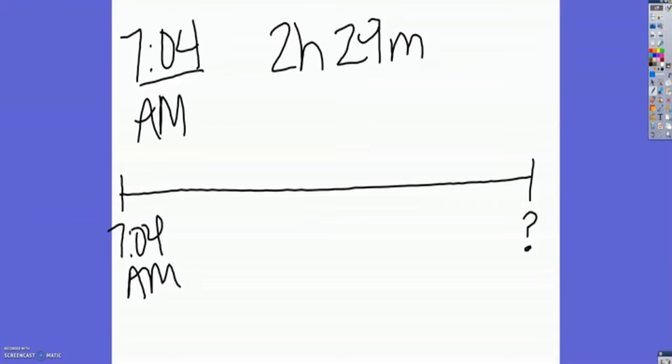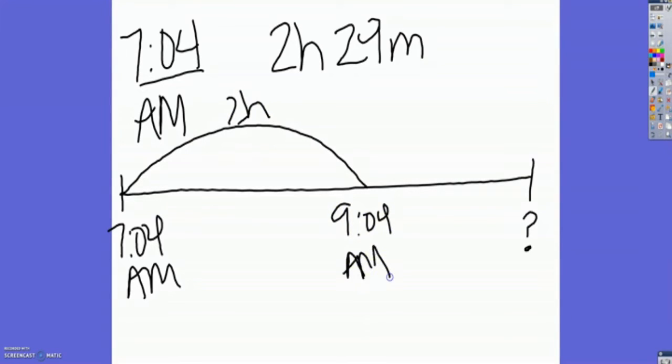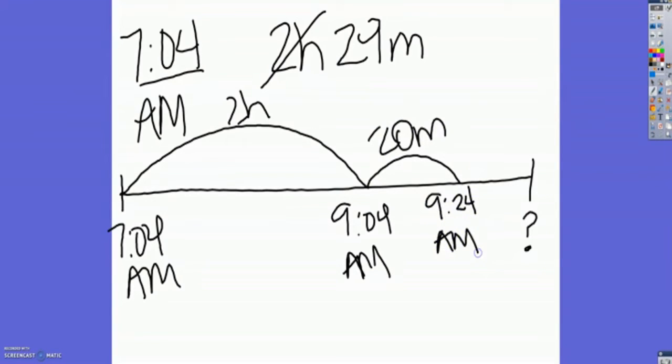Well, if I'm starting at 7:04, it's real easy for me to just go ahead and jump 2 hours. And that would put me at 9:04 a.m. And I'm going to cross off my 2 hours so that I know I've completed that. Now I've got 29 minutes left to jump. I could easily jump 20 minutes. And I know that that would put me at 9:24 a.m. So I'm going to subtract 20 because I've already used up 20 of those 29 minutes. That leaves me with 9 minutes to jump.